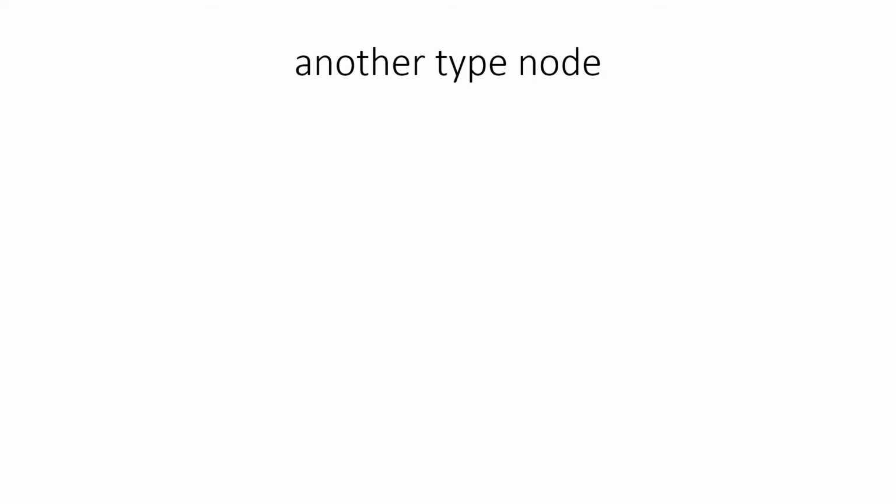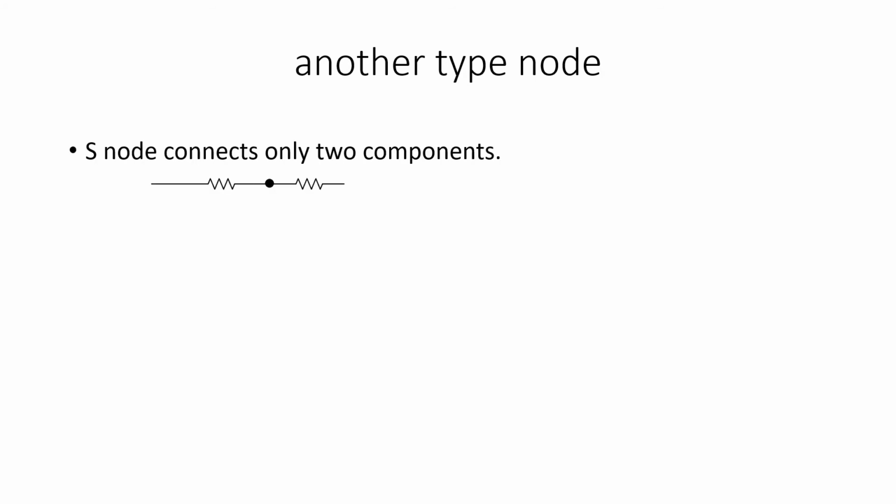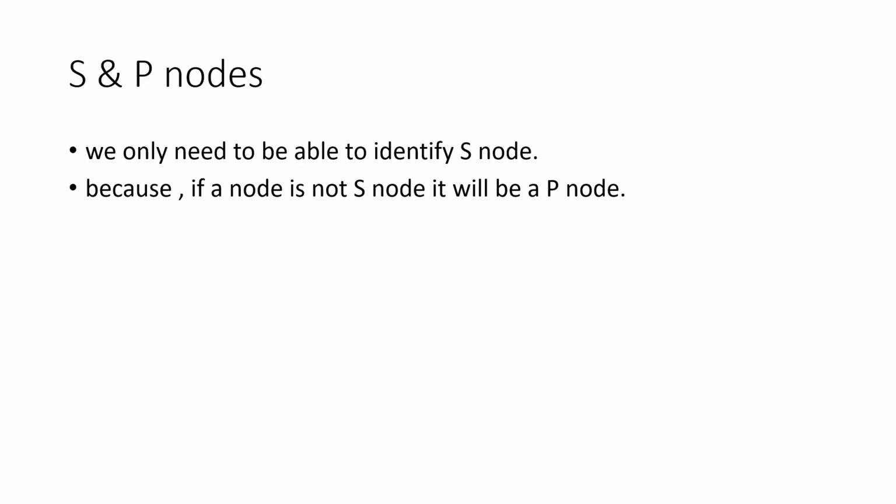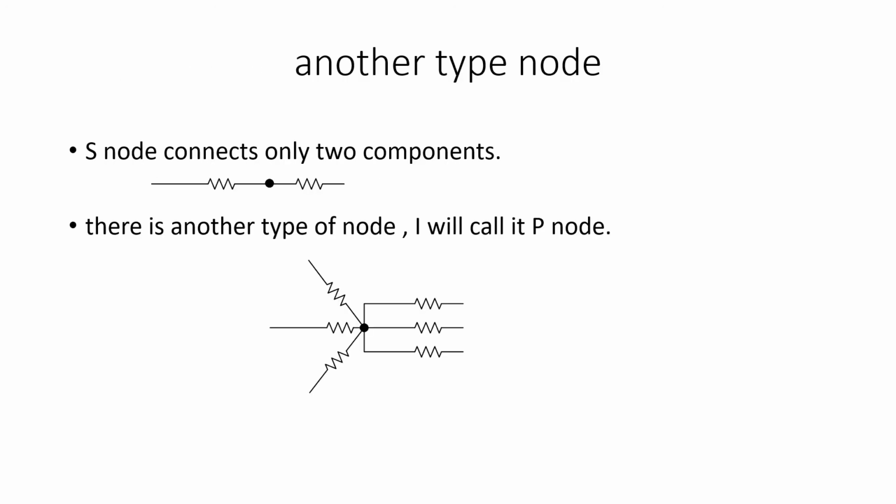There is another type of node, and I would call it a P node. And as you see, in a P node, the connectors, the wires, the line, call it whatever you want to, connect between more than 2 elements. In this case, 6 resistors. An S node connects only between 2 elements. So it is easier for us always to look at the S node.